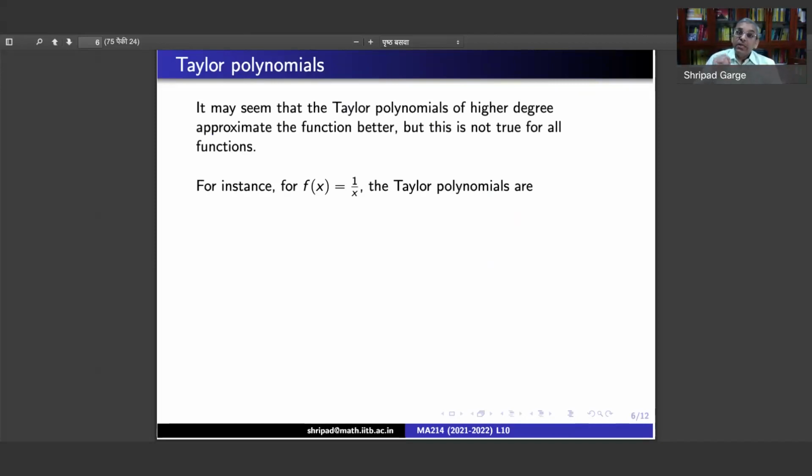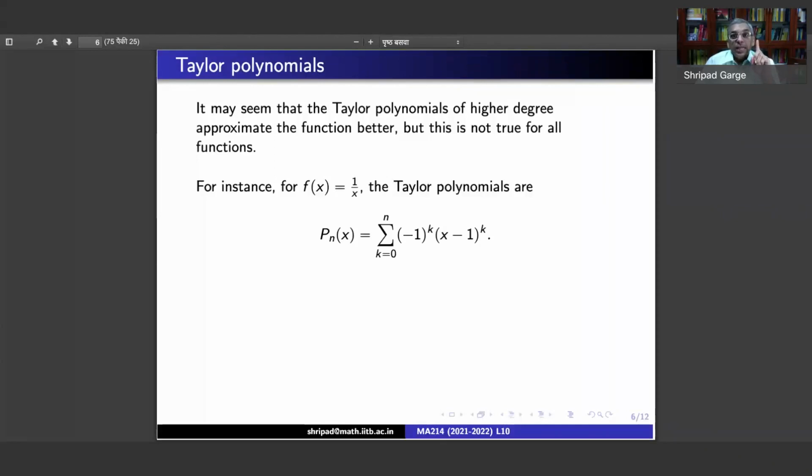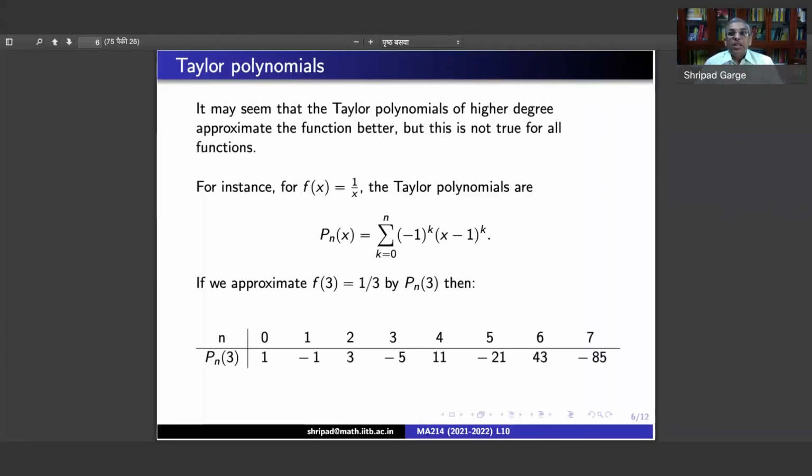In fact, it's a limit of polynomial functions. So the exponential function behaves very well with respect to polynomials, but this is the function 1 upon x, which is defined away from 0, and you can compute its Taylor polynomials at x equal to 1. These are the Taylor polynomials. And suppose we compute the value at 3 for our function, it will be 1 by 3.